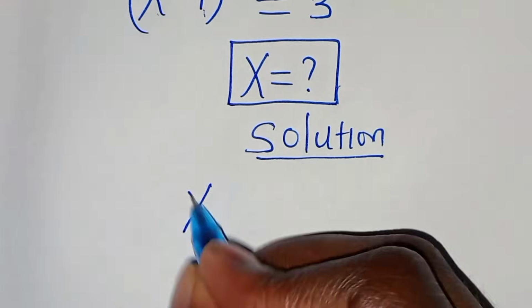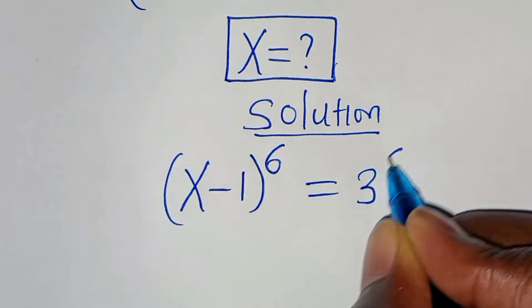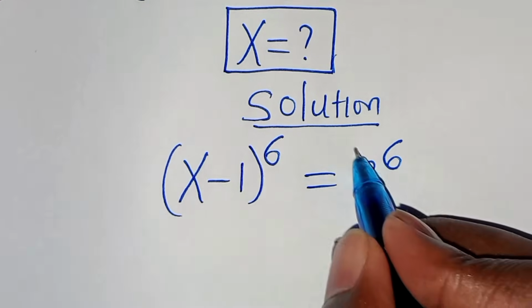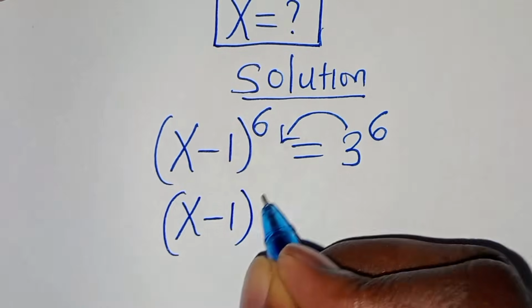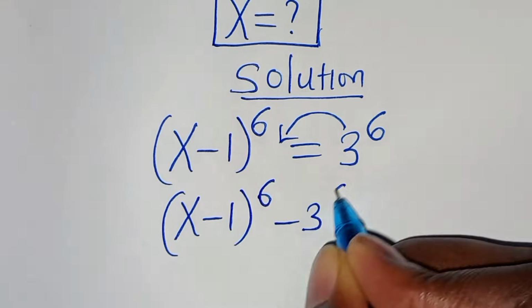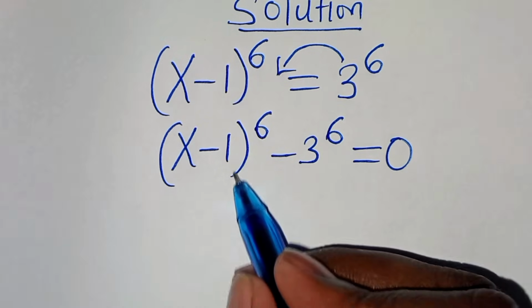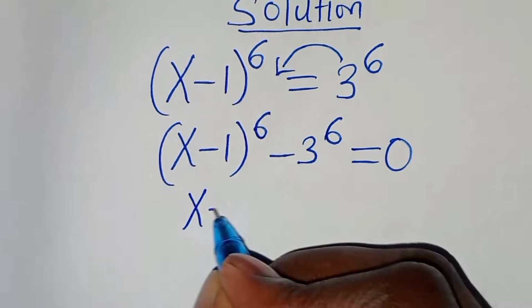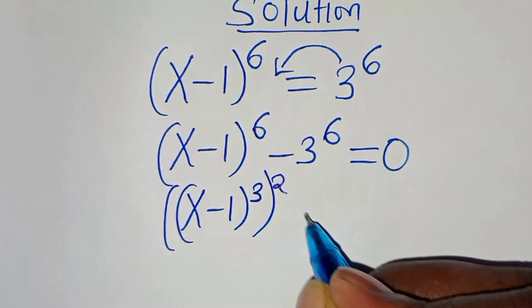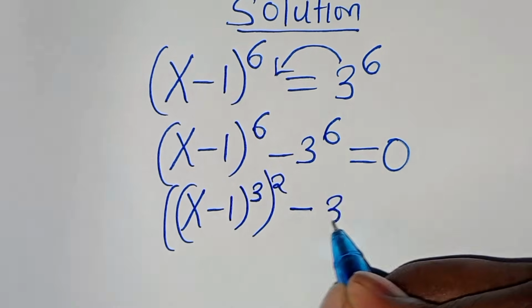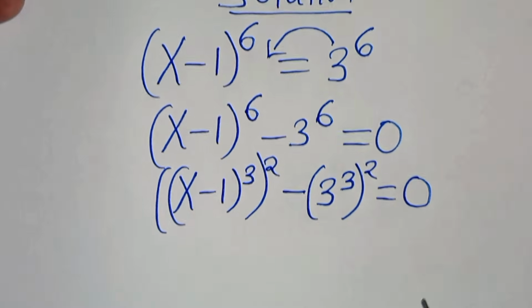So this is (x - 1) raised to the power of 6, equal to 3 to the power of 6. Now let's take 3 to the power of 6 to the left hand side, so that we have (x - 1)^6 - 3^6 = 0. Now we can express (x - 1)^6 as ((x - 1)^3)^2, then subtract 3^6, which is (3^3)^2, equal to 0.